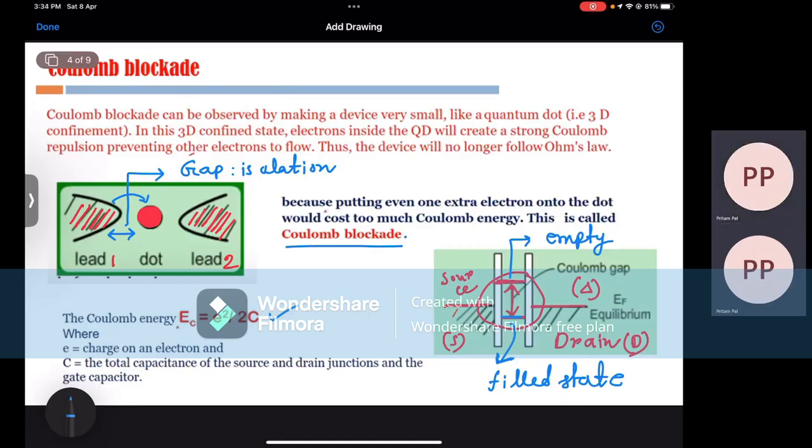Because the electron can easily move from here to there, this state on the source side is a filled state. But this is an empty state because it's on the drain side, at higher energy. This is higher and that is lower. So there is an energy gap between the filled state and the empty state, and this is your Coulomb gap. And remember, this Coulomb gap increases if the size of this quantum dot decreases.